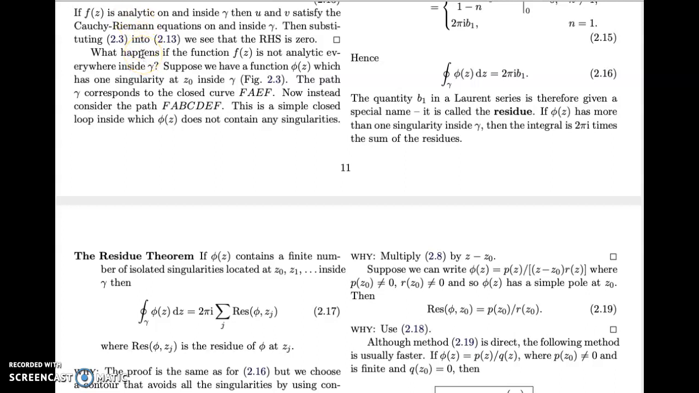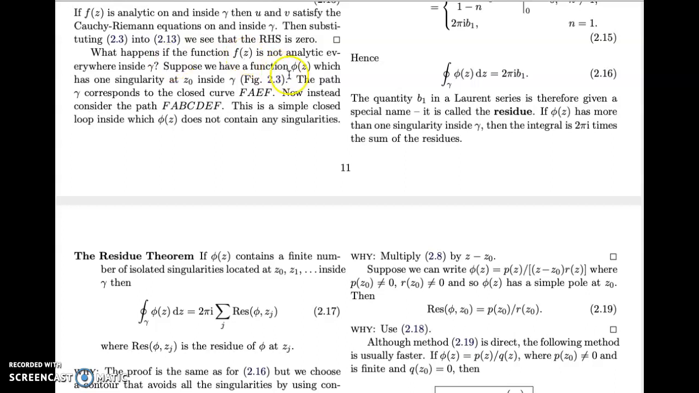So we now know what happens when we integrate a completely analytic function around a closed loop. That is, the closed loop encloses a region where f of z is completely analytic. So what happens now if f of z is not analytic everywhere inside the closed loop gamma?